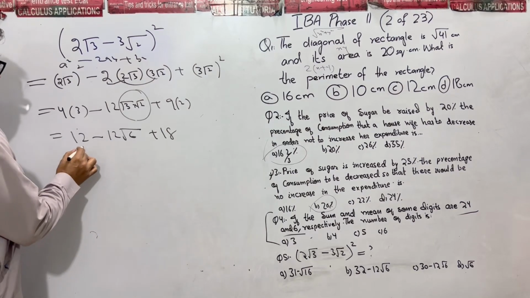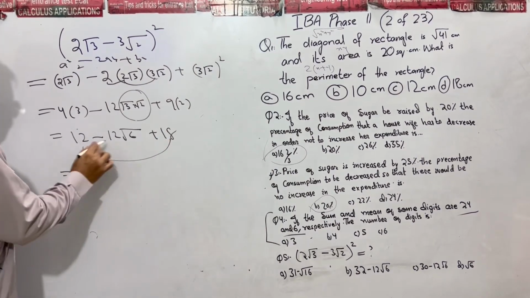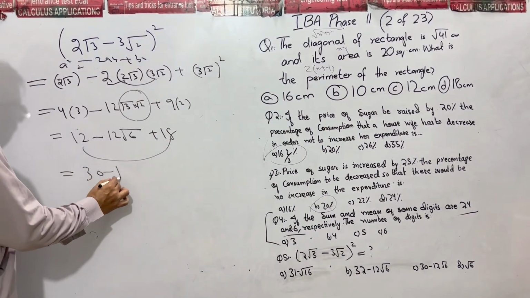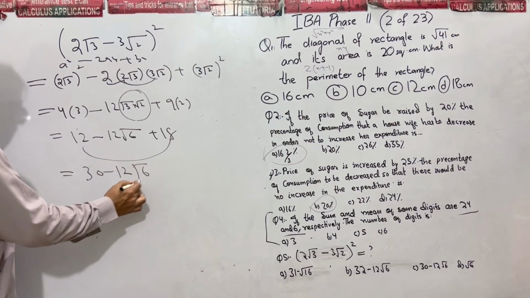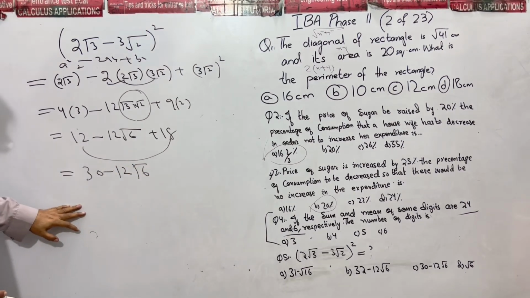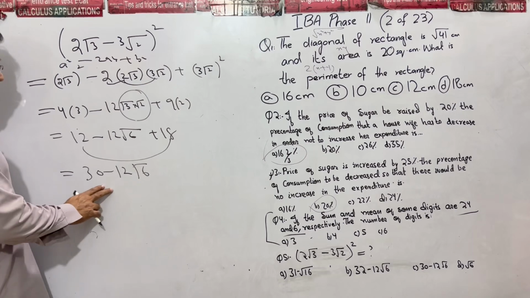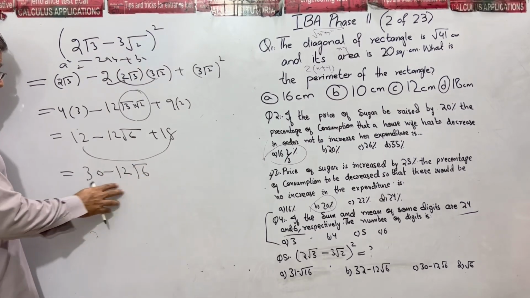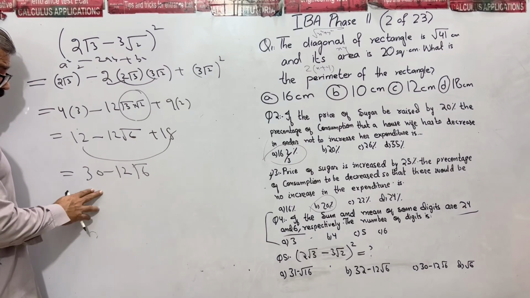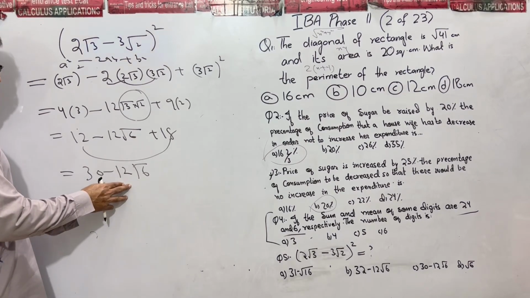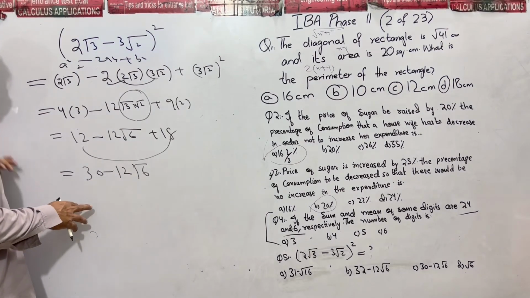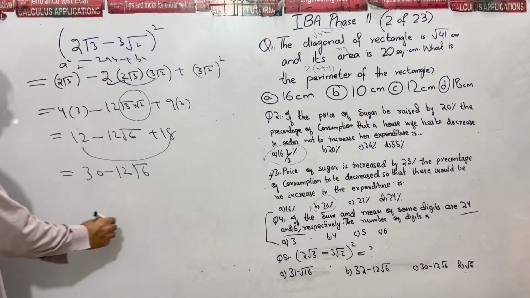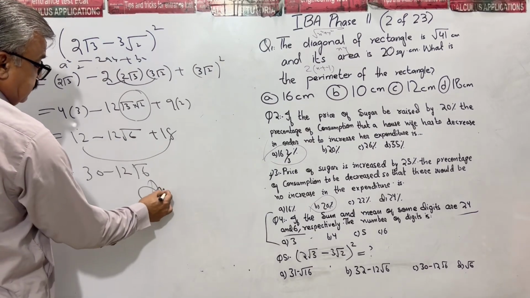Now add these two whole numbers: 12 plus 18 is 30, minus 12 times root 6. They cannot be added or subtracted because one is a pure whole number. So 30 minus 12 times root 6. We can take something common, 2 is common, 6 is common, but we cannot add or merge them. So that is our final answer in that case.